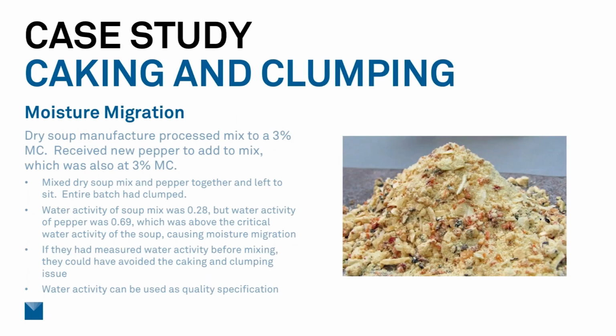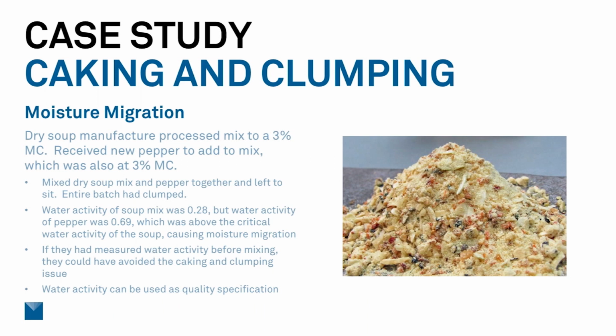All right, so our next example is for caking and clumping. And I don't know if this is an issue you've ever had before, but it definitely happens. So here we have a dry soup manufacturer that processes a mix to 3% moisture content. And they receive in some new pepper, which also is at 3%, and they mix them together. So they mixed them together and then left them, and the entire batch clumped.